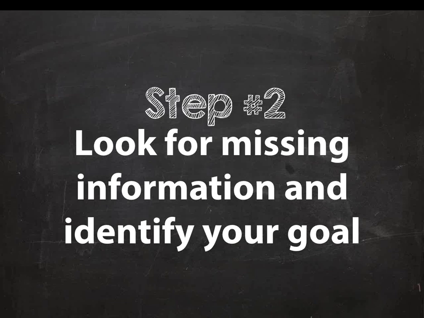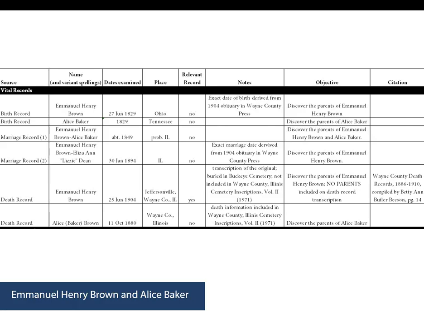So once you have all of the information updated on your research log, then you're going to start looking for missing information. In this case, we're going to be looking for my second great-grandfather. His name was Emmanuel Henry Brown, and he married a woman named Alice Baker.